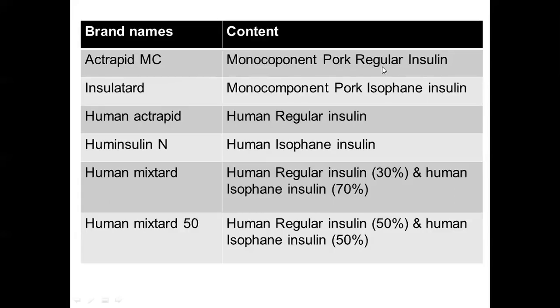That is, it's having the onset of action 0.5 hours, peaking at 1 to 2 hours, and so on. Similarly, I have got another brand that is Insulatard. It is containing monocomponent pork insulin. That's a purified insulin, but based on its PK, it is an isophane insulin. Similarly, human Actrapid. It is a human insulin, but it is a regular one, based on its PK. Similarly, human insulin N is a human isophane insulin.